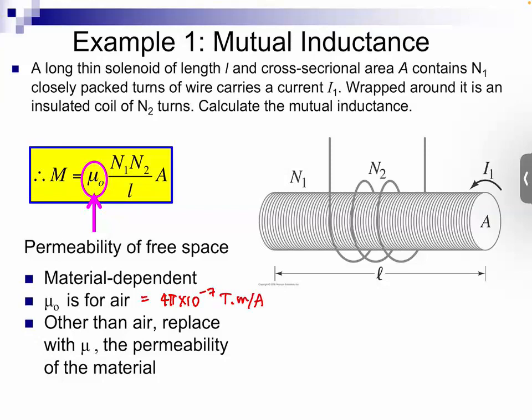But if you put, like, an iron rod in the core of the solenoid, then mu naught becomes mu, which is the permeability of the material, which you can look up in some tables. Right? Okay, so that is mutual inductance. It tells us how one coil affects another coil in terms of generating a voltage in the second coil.